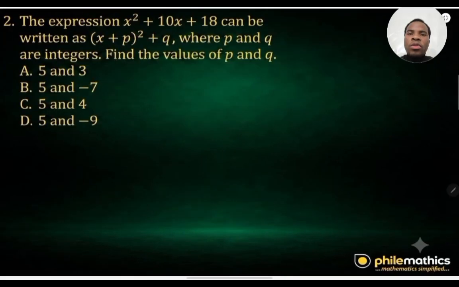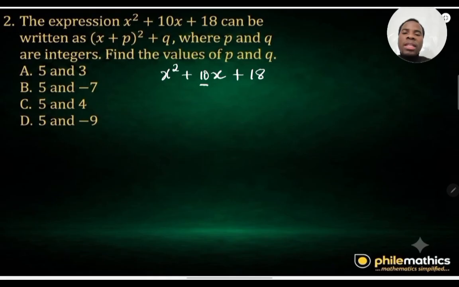C. For us to find the values of P and Q in this expression, what we have to do is to complete the square of x squared plus 10x plus 18. And how do we complete the square? So if we have x squared plus 10x plus 18, complete the square says add and subtract half the square of the coefficient of x. This is the coefficient of x.